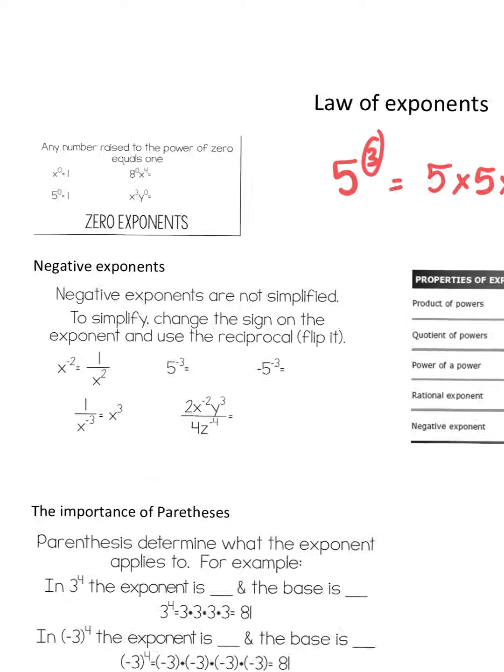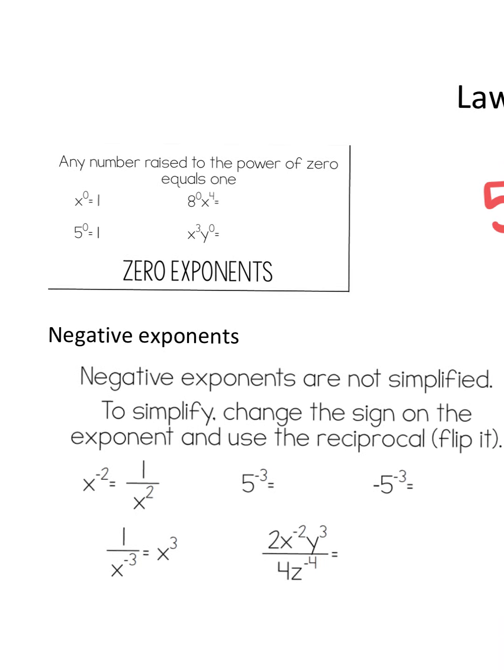Zero exponent, okay? Any number raised to the power of 0 will be equal to 1. So 5 raised to the power of 0 will be 1. 10 raised to the power of 0 will be 1. Okay? So we have the examples right here. X raised to the power of 0 is 1. 5 raised to the power of 0 is 1.